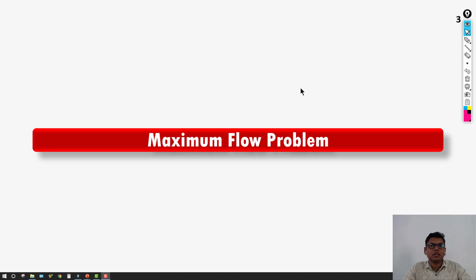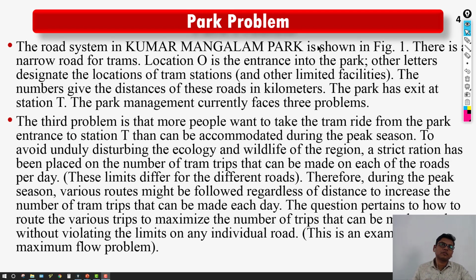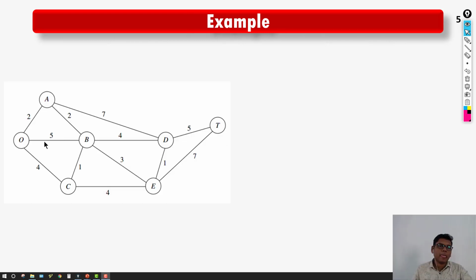So, what is the meaning of maximum flow problem? So this is a network problem. Let's suppose the same example we take, that park example, where there was an entrance. You can see here there is an entrance at O and exit at T. And these are the stations inside the park A, B, C, D, E, and these are the connecting roads. Connecting links or roads we can say in between two stations.